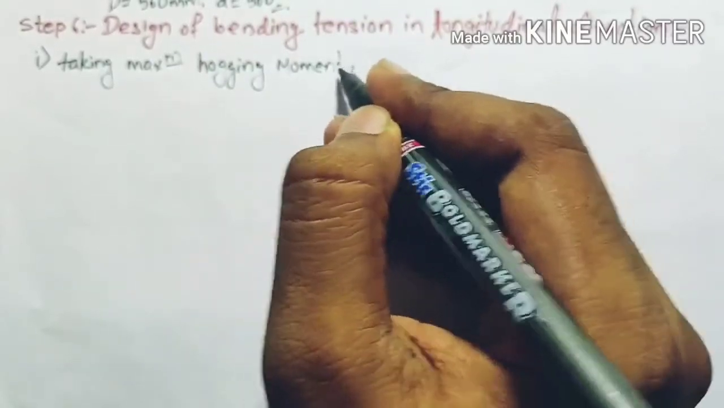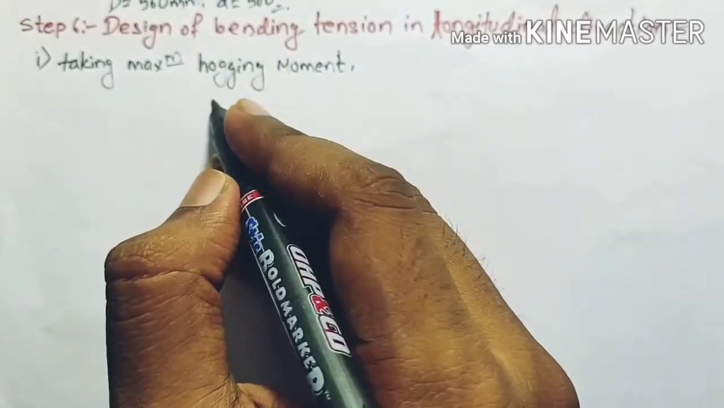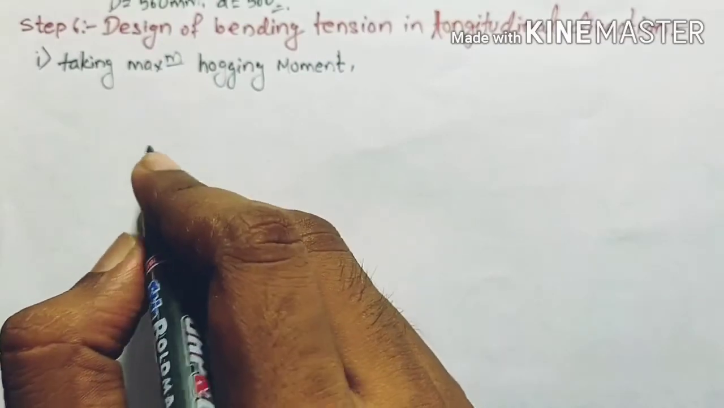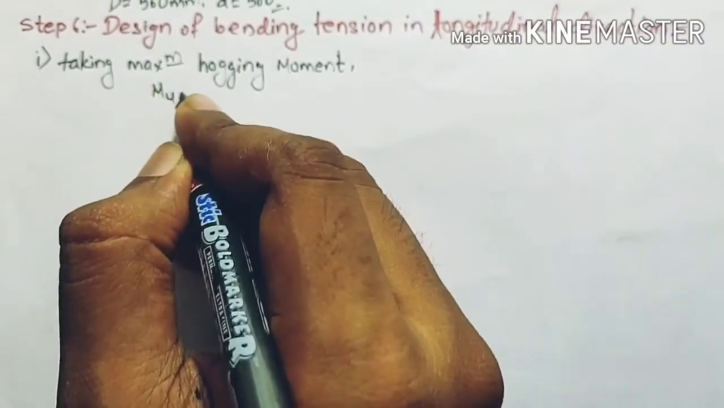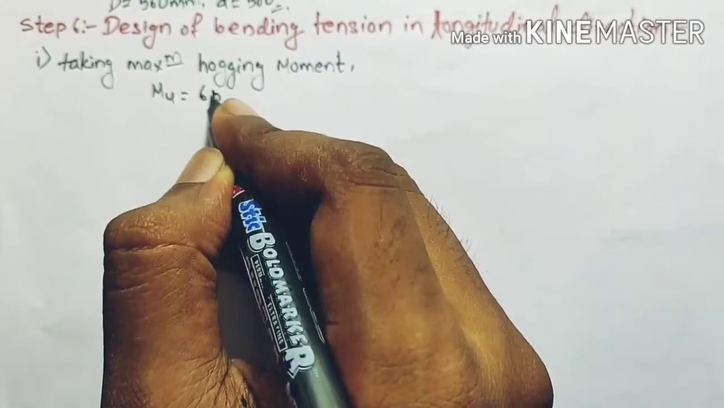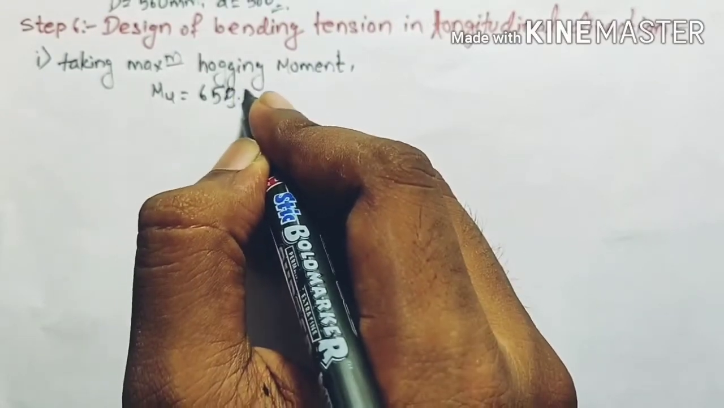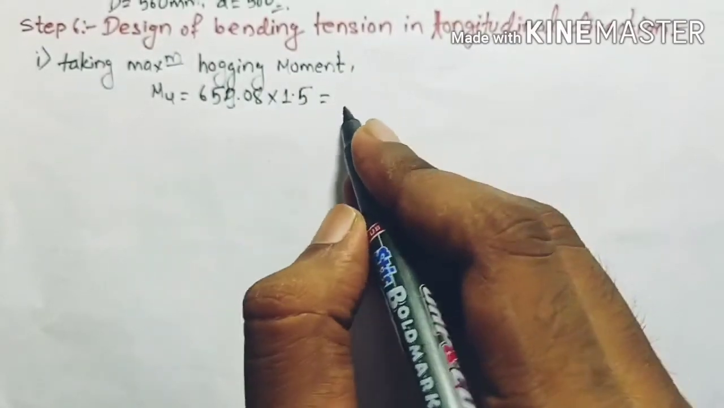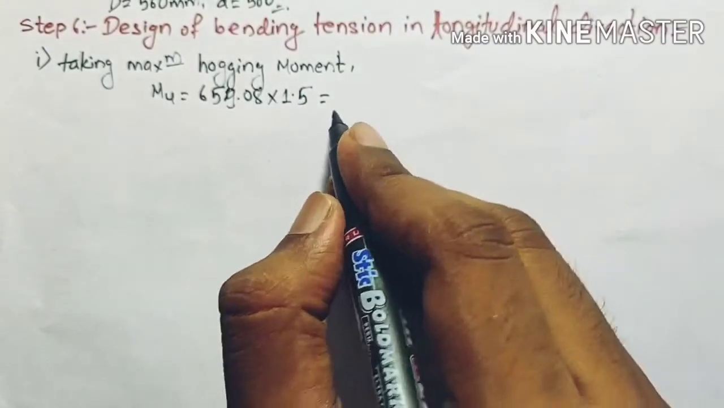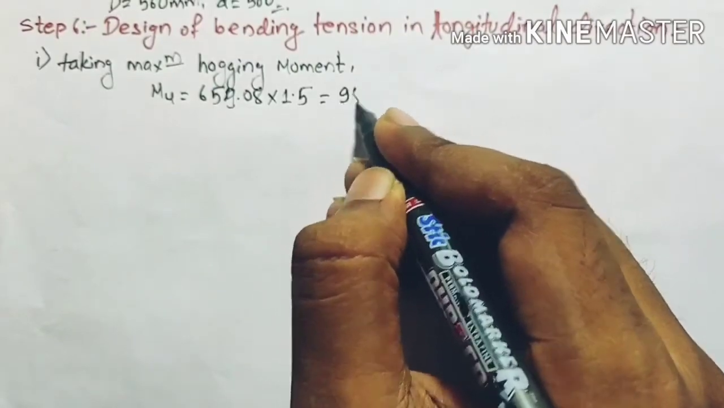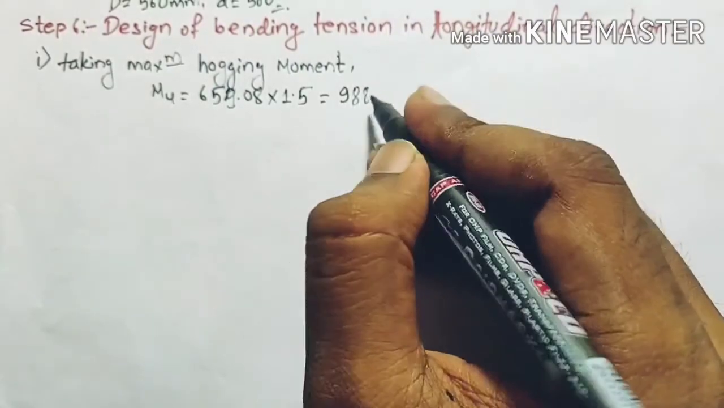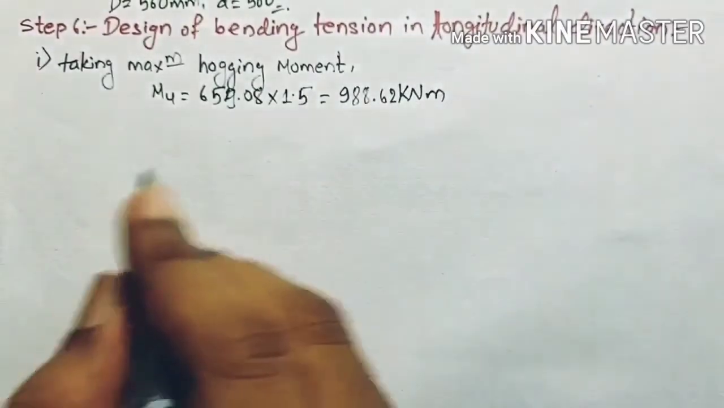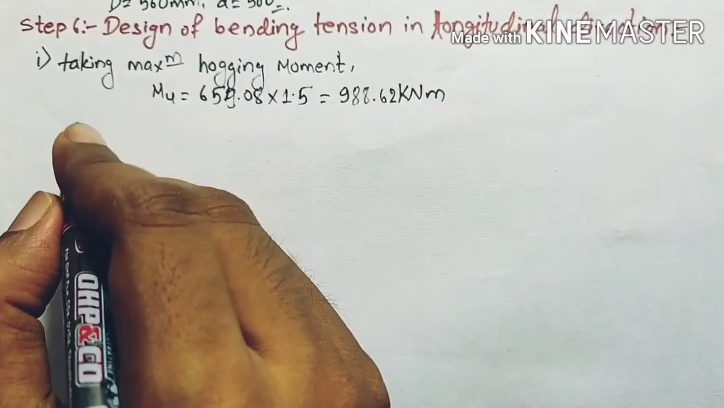and we have already found the value that the maximum hogging moment is 659.08 kilonewton meter. So we will have here Mu equals 659.08 into 1.5. This is the factor of safety as per the limit state method, and we will get here 988.62 kilonewton meter.